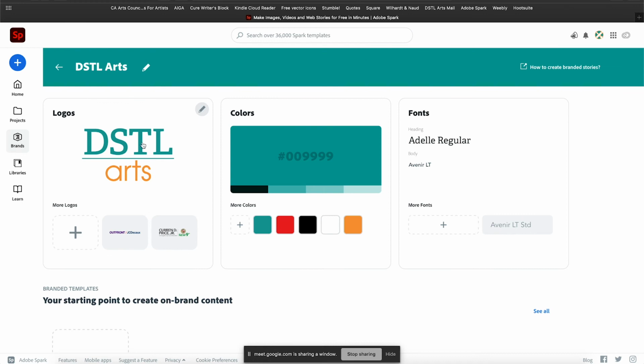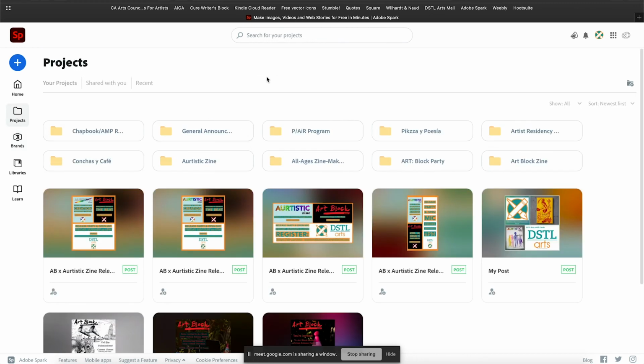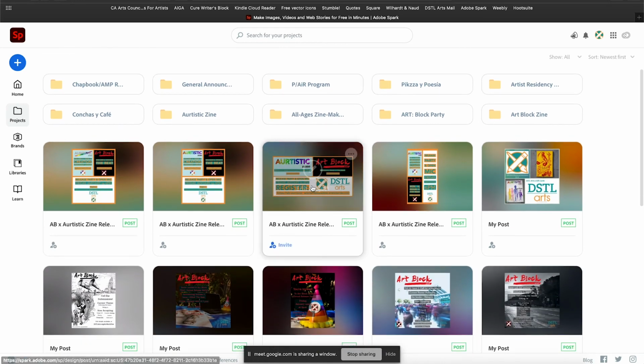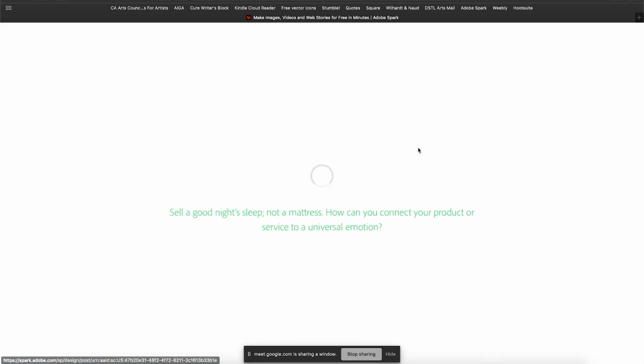This one, it's a different font, if I remember right, from Adele, but it's very, very similar. And Arts, this part right here, again, it's not exactly the same as Avenir, but it's very, very similar. And so that's why these fonts try to match up with our main logo. And then if you go into our projects section here, you'll see that the stuff that I create for DSTL Arts, a lot of it has very similar colors, right? And the colors and all of the imagery, it's all meant to make things look consistent.